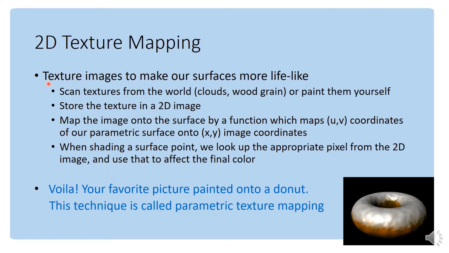By having a texture image, it will make our surface or our object look more lifelike. In order to apply texture mapping, first of all, we need to have a texture. So how do we get or make the textures? You can get textures by just scanning them from the world. For example, you can scan the textures from the world.